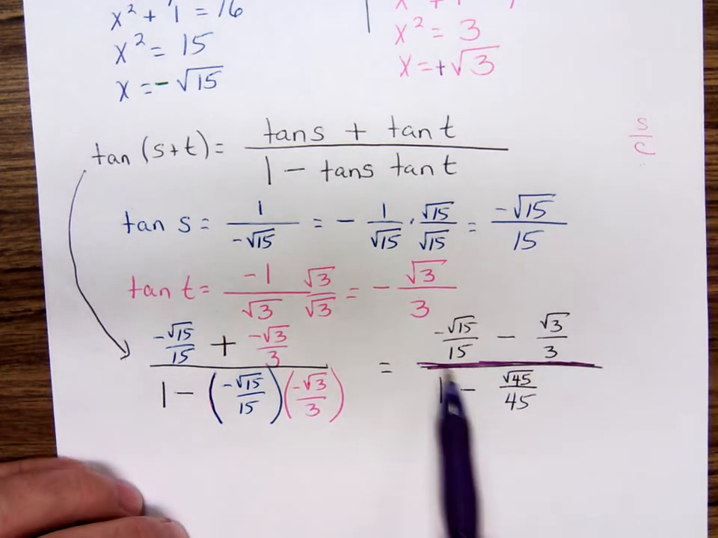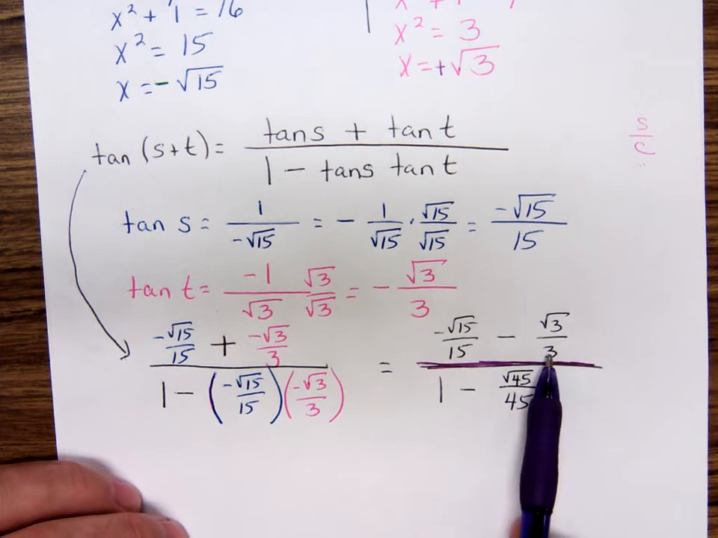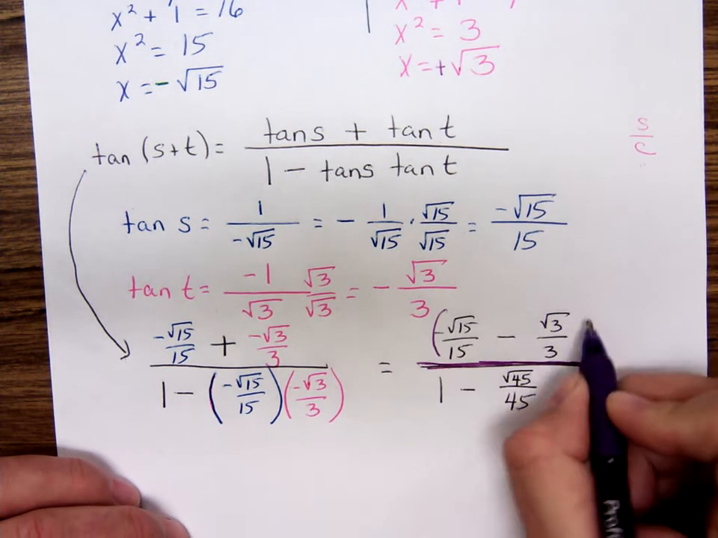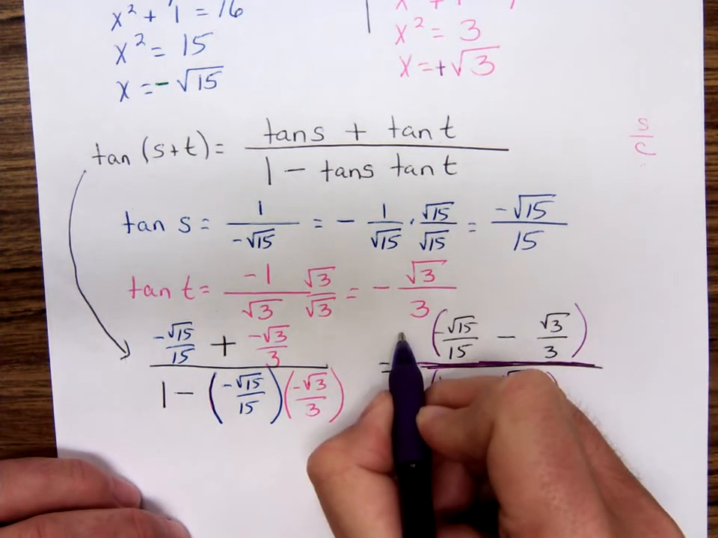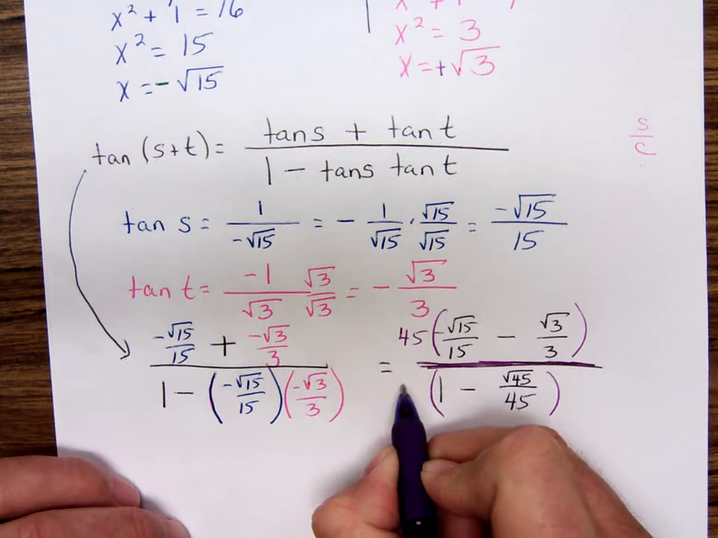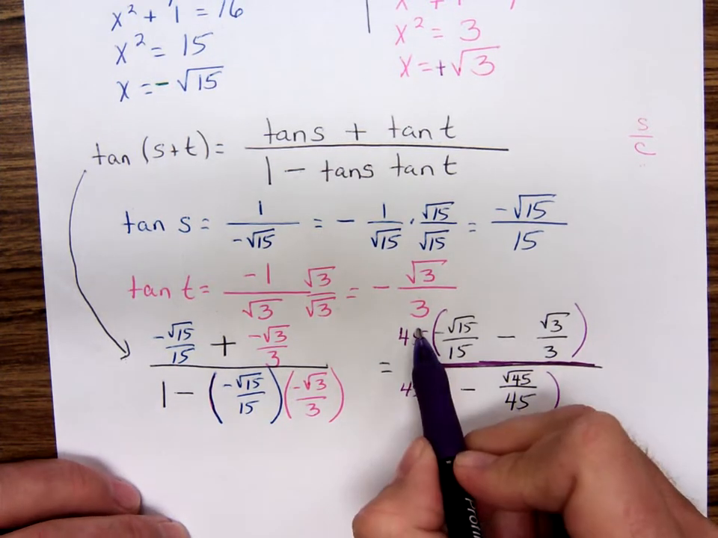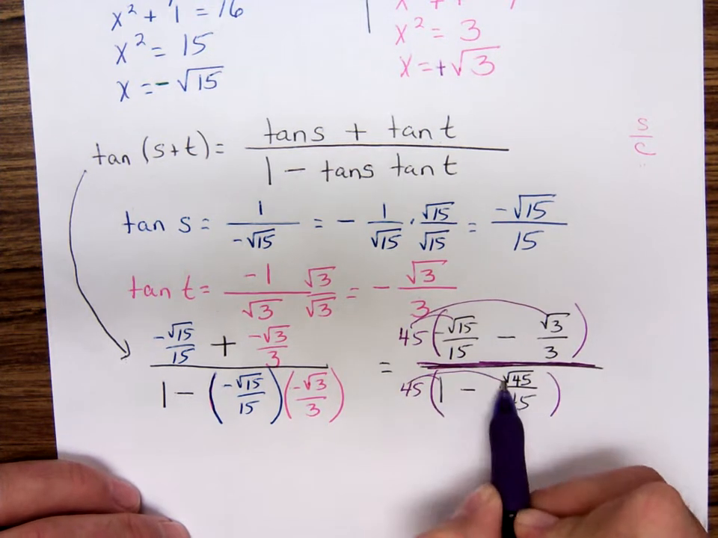multiplying by 15 would cancel out this one, and I guess it would cancel out this one too, but it wouldn't cancel out that. I would need to multiply above and below by 45. If I multiply above and below by 45, what would happen there? So I'm distributing this 45, and it's going to start looking a little bit better in a moment.